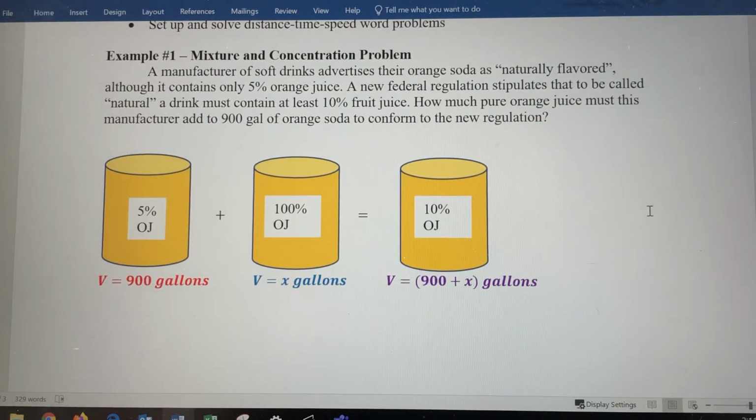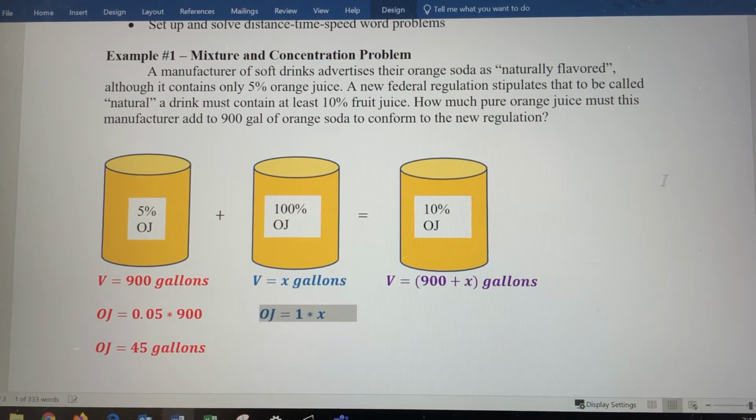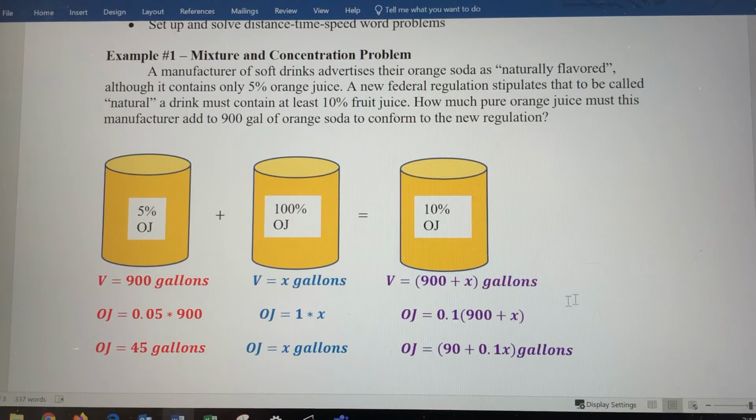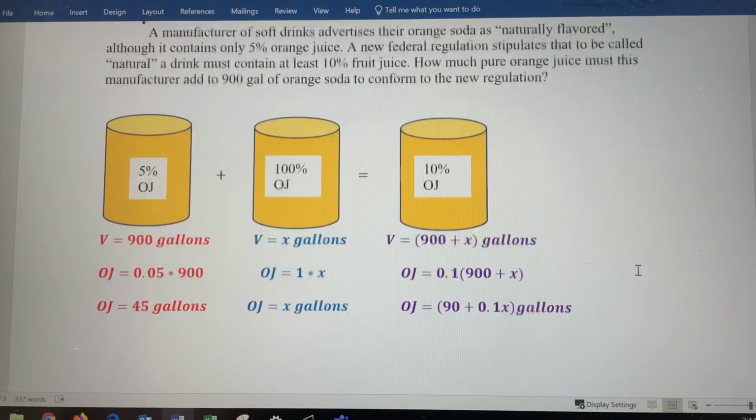So now let's talk about the concentration. So in the first container, we've got 0.05 or 5%, written as a decimal is 0.05, out of that 900 gallons is OJ. So that comes to a total of 45 gallons of OJ in the first container, okay? The other 855 gallons is soda, okay? In the second container, it's 100% OJ, so it's just going to be X gallons of OJ in that second container. So when we finish up, we're going to want 10%, which is written as 0.1 times the number of gallons, which is 900 plus X, okay? So when we distribute here, we get 0.1 times 900 is 90, 0.1 times X is 0.1X, okay?